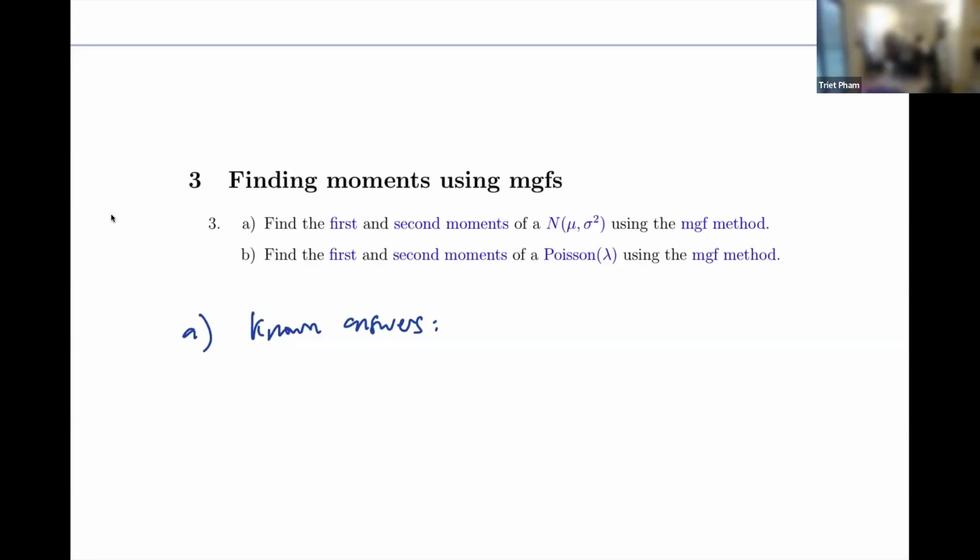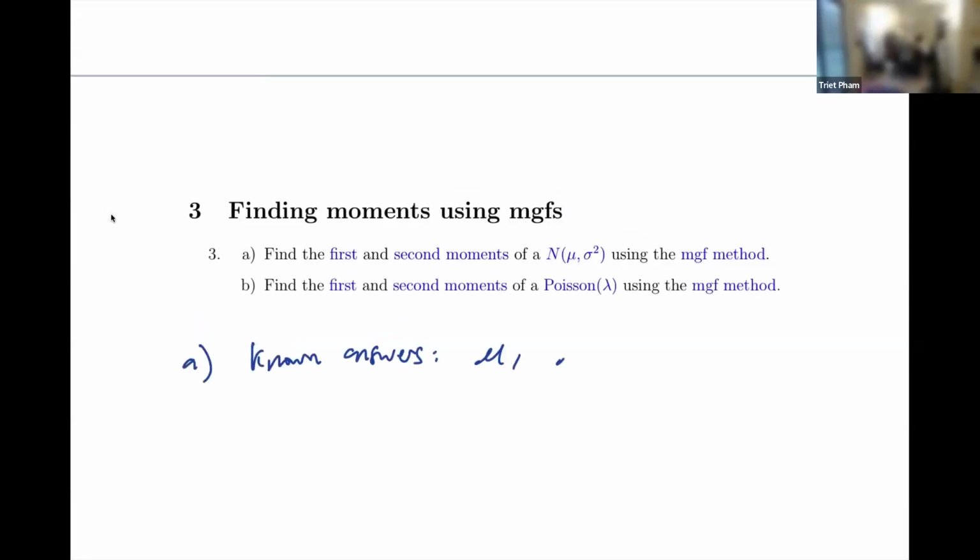Well, the answer is mu, and mu squared plus sigma squared. And so let's check if this corresponds to the answer by the moment generating function method. The moment generating function of the normal is e to the t mu plus 1/2 t squared sigma squared.